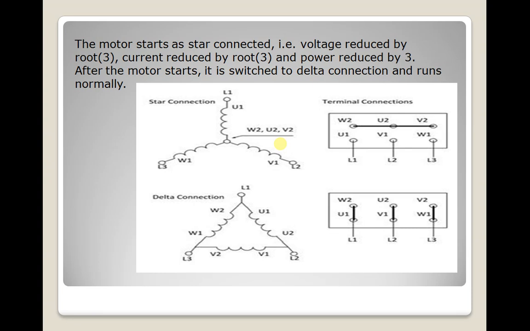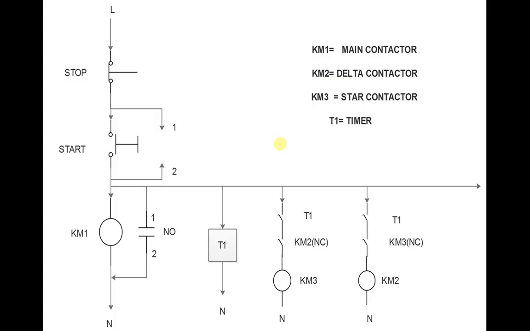So let's take a look at the drawing of the starter. As you can see, this is the drawing of our star delta starter. Here is the timer T1. Guys, what does this timer T1 do? This actually creates a delay between the holding of two contactors. One is the star contactor and the other is the delta contactor.